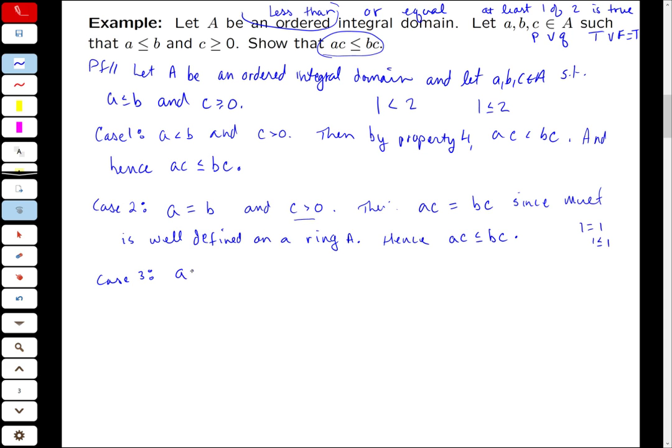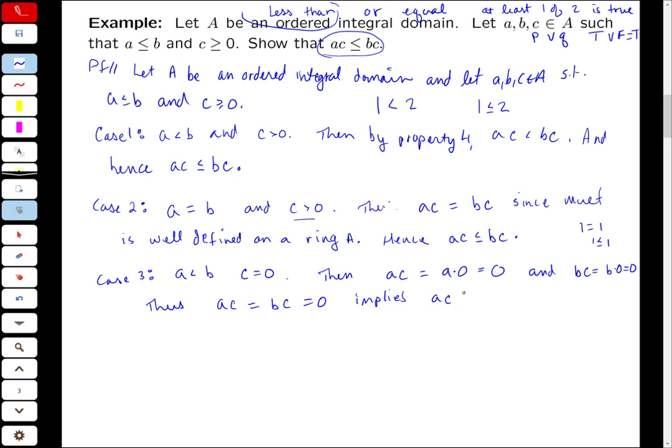Case 3, I'm going back up to A is strictly less than B, but I'm going to say C equals 0. Then I know that AC is equal to A times 0, but what is A times 0? We've proved that. 0. And BC is equal to B times 0, which is 0. Thus, AC is equal to BC equals 0, which implies AC is less than or equal to BC because they're the same value.